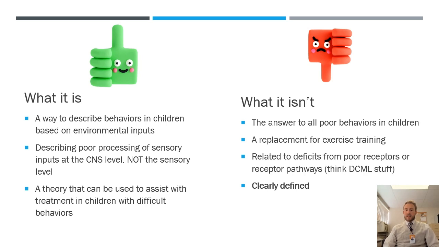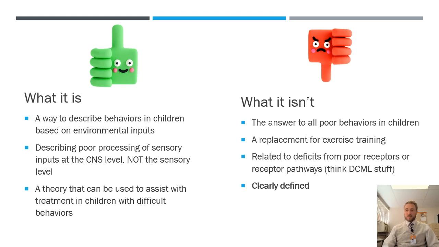I'll emphasize again that this is not related to poor sensory ability, meaning that the sensors are all intact. We don't have vision difficulties, we don't have hearing difficulties, we don't have impaired sensation because the receptors are affected or that even the pathway is affected. This is after that. It's in the central nervous system when the information has been transmitted and it's being processed.